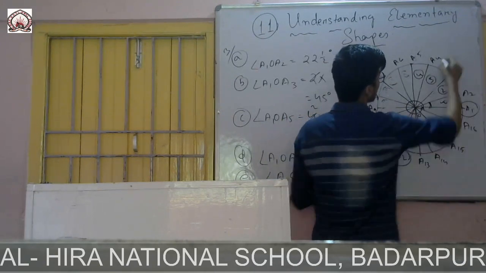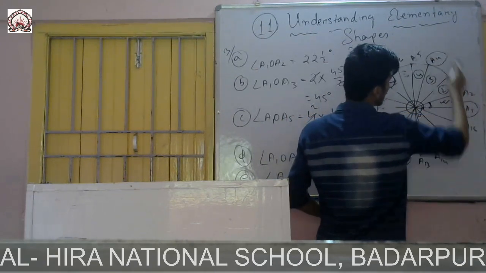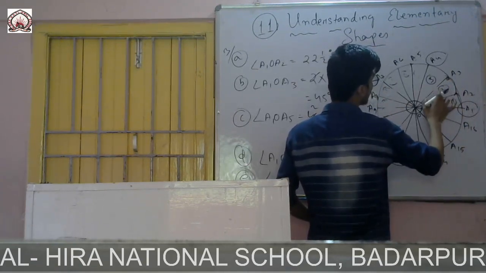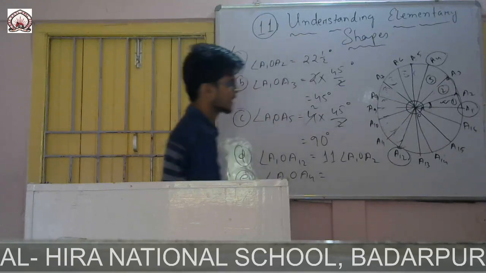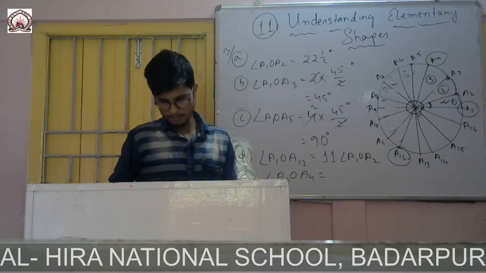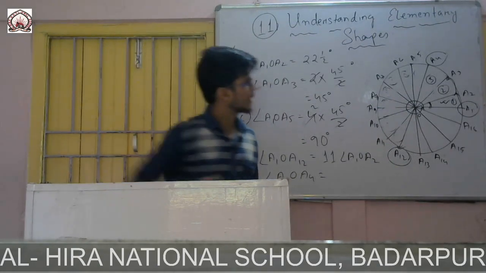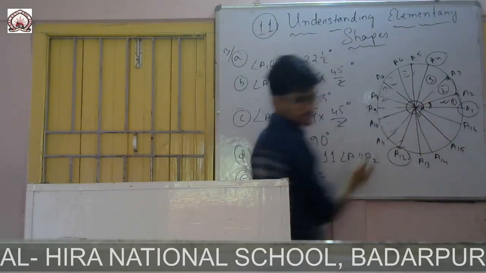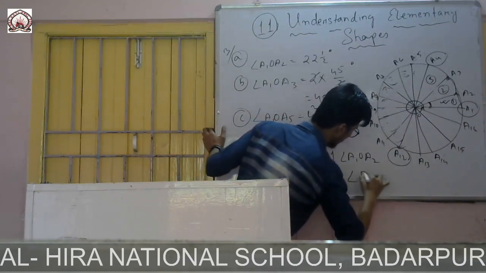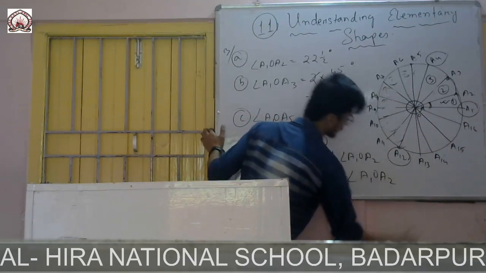Up to this one, A1 to A4. That means starting from here to here. How many do you see? 1, 2, 3 similar angles, 3 angles. And the question is to find how many times it is of A1 or A2. How many times of this one? It is 3 times. So I can write 3 into angle A1 or A2.